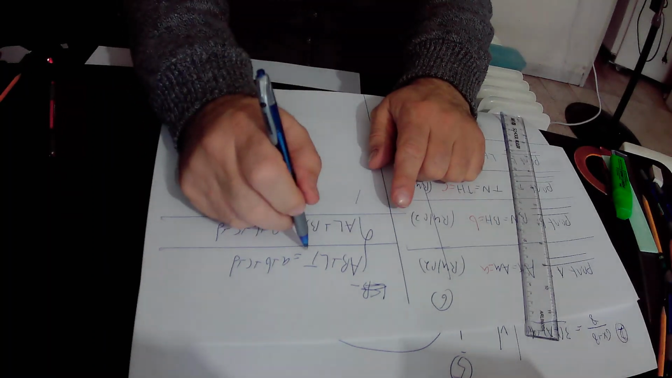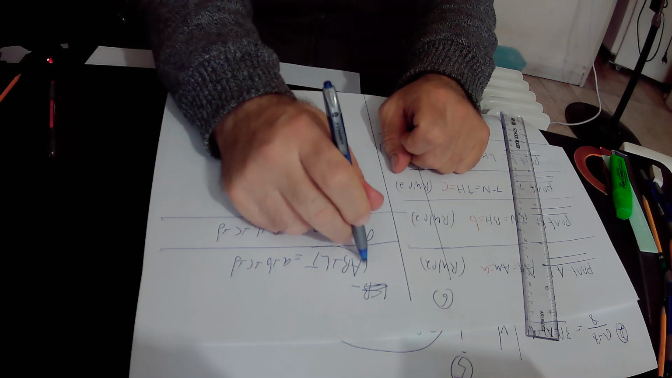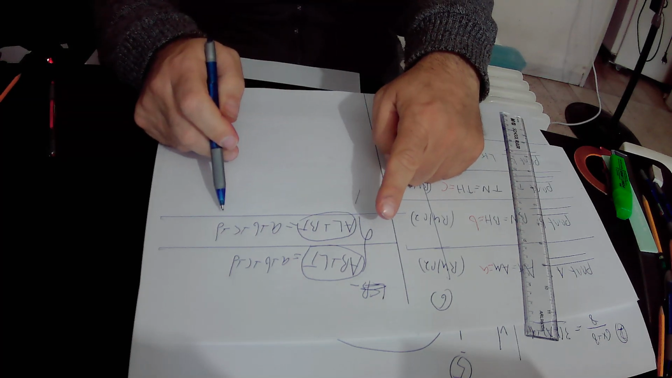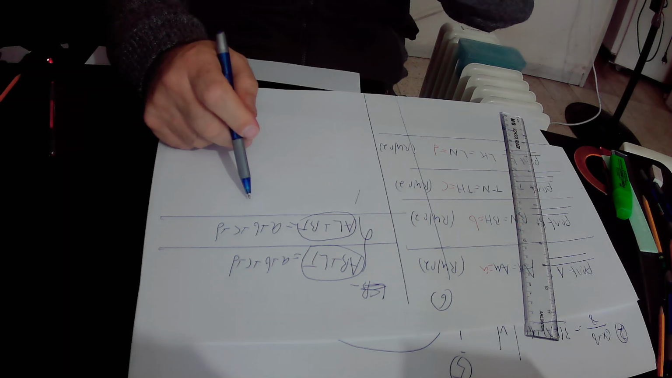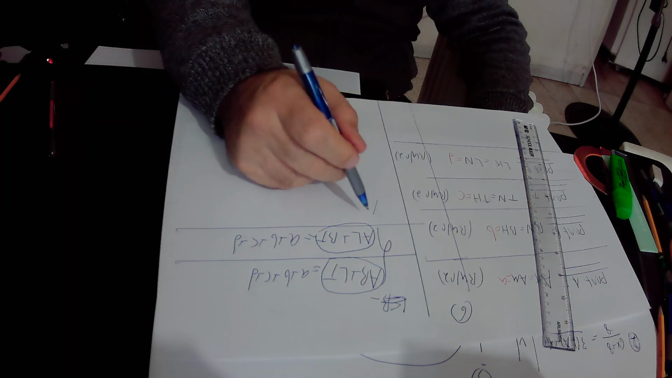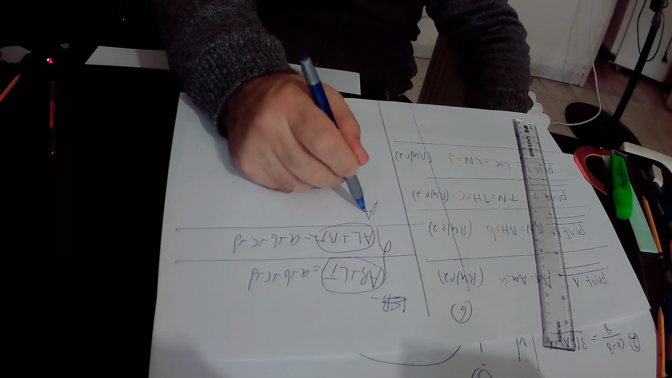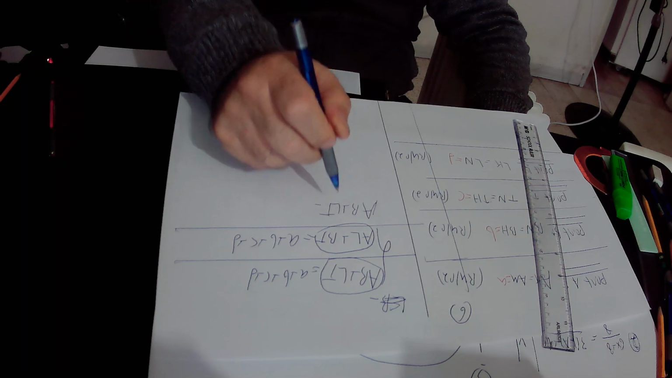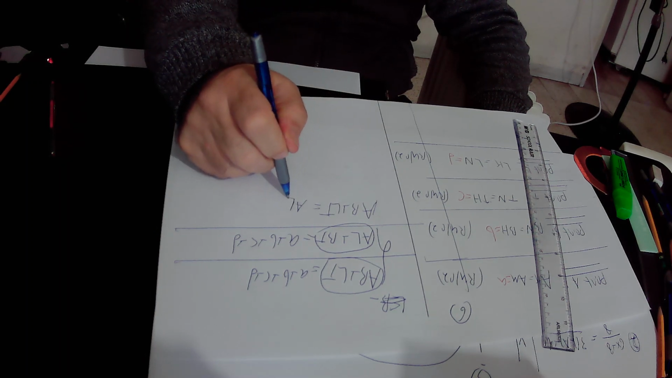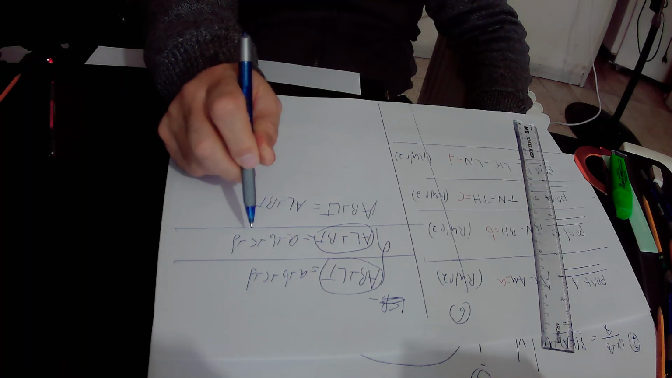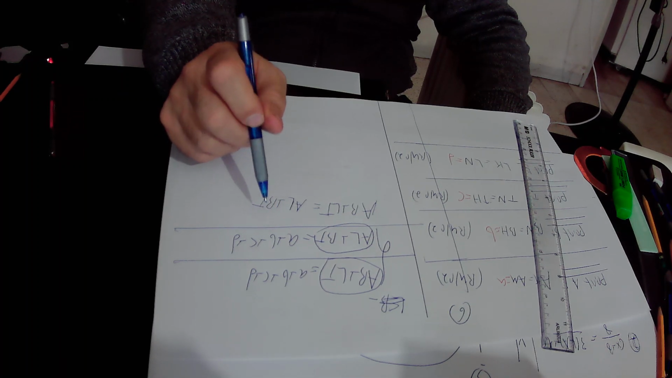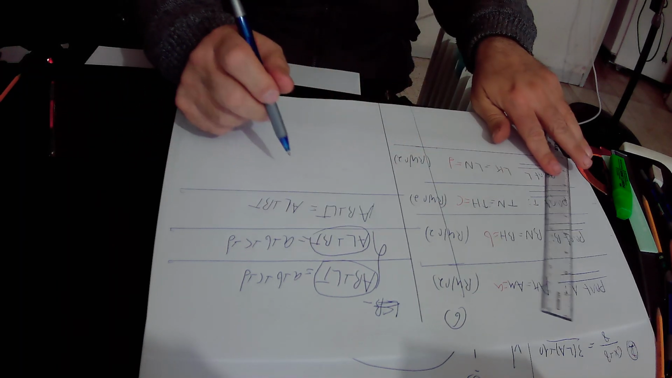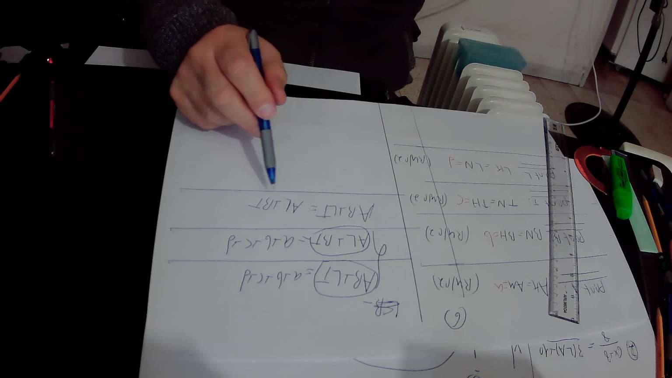Those two expressions are both equal to A plus B plus C plus D, therefore they are equal to each other. So we can write down that the expression AB plus LT equals the expression AL plus BT because they are both equal to the same value, A plus B plus C plus D. In conclusion, AB plus LT equals AL plus BT.